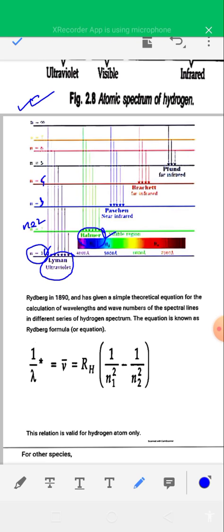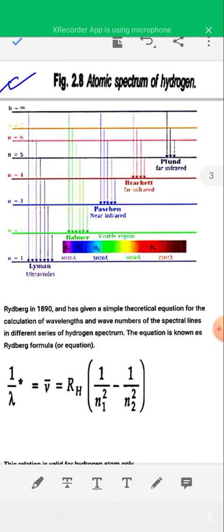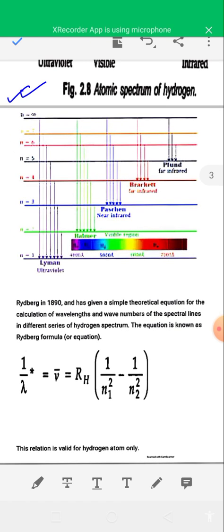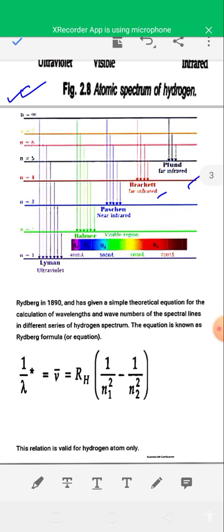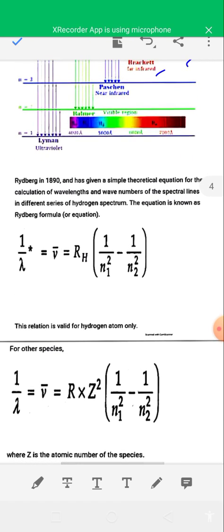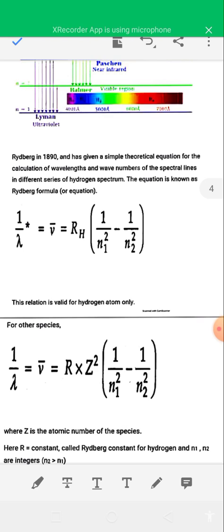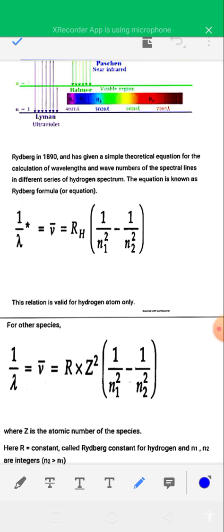Okay, and when electronic transition occurs from a higher energy level to the third energy level, then you will get the Paschen series, like this Brackett, Pfund. Okay, so Rydberg in 1918 gave a simple theoretical equation for the calculation of wavelength and wave number of the spectral line in different series of the hydrogen spectrum, and this equation is known as the Rydberg equation or Rydberg formula.